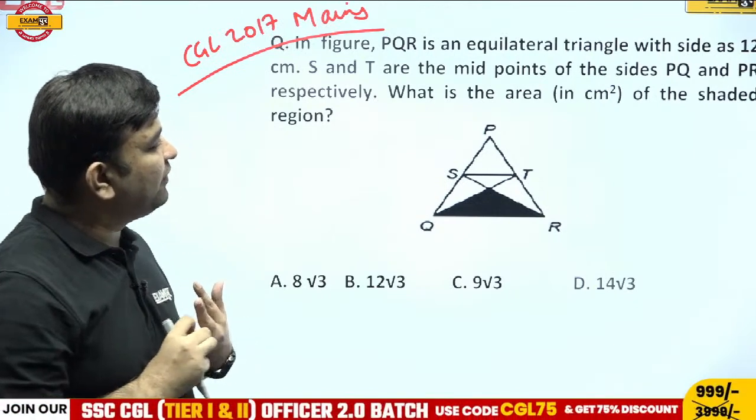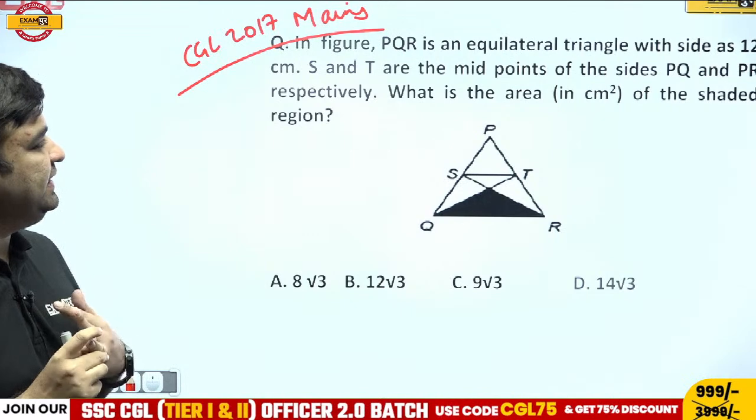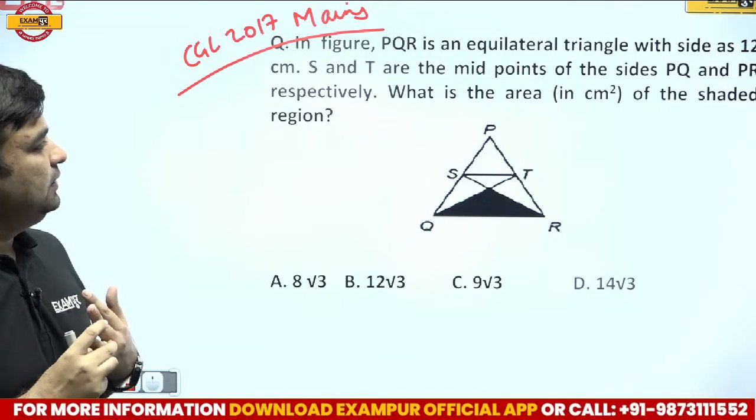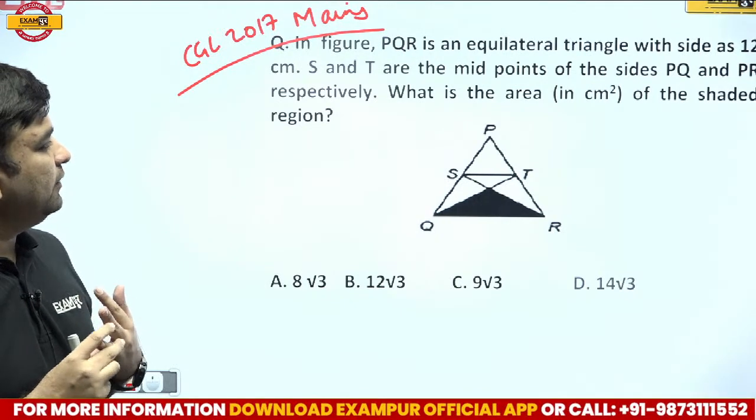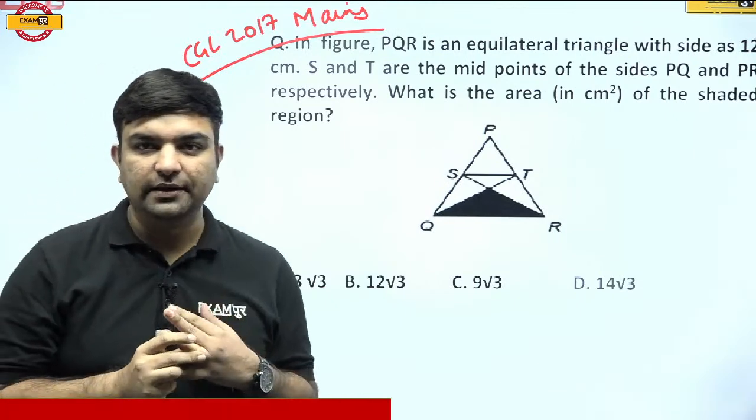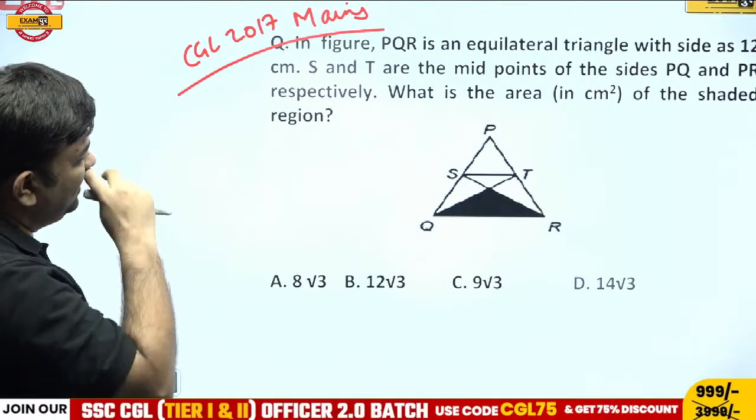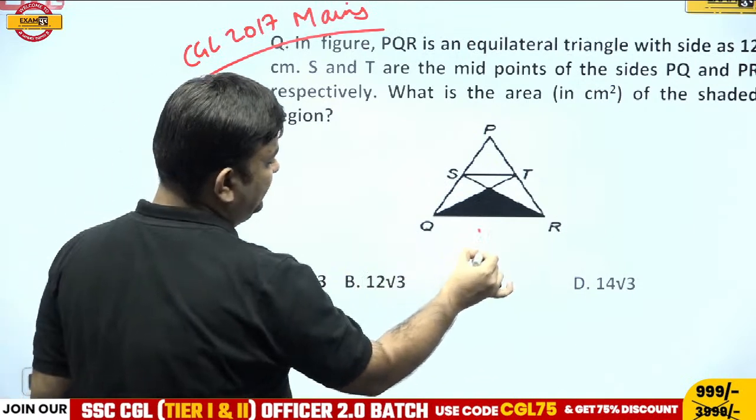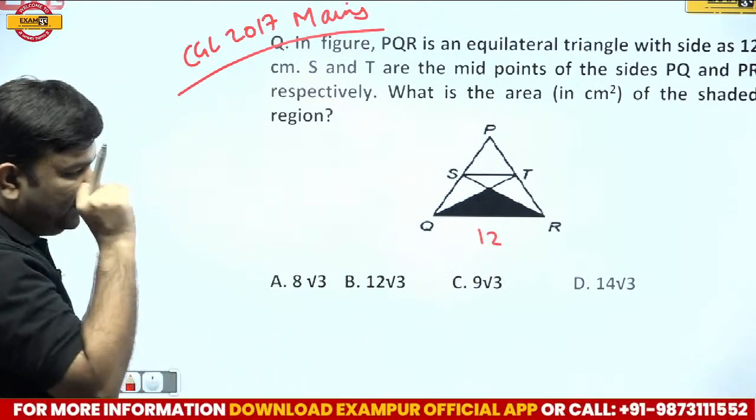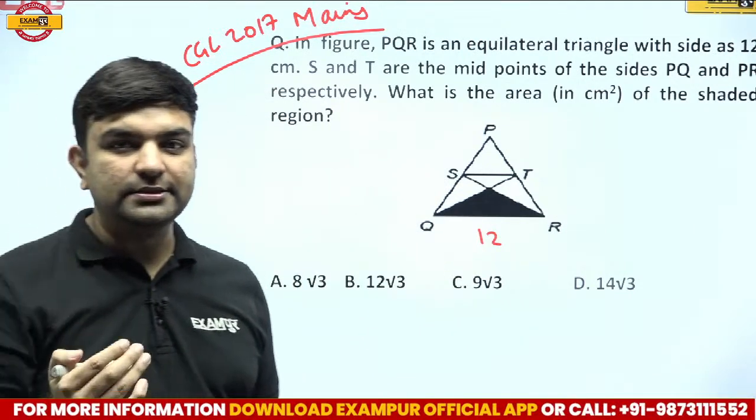PQR is an equilateral triangle with side 12. S and T are the midpoints. What is the area of the shaded region? Equilateral triangle, so the side is 12.